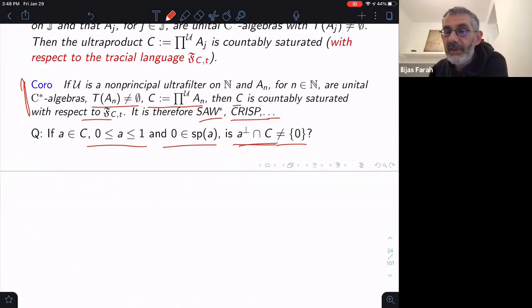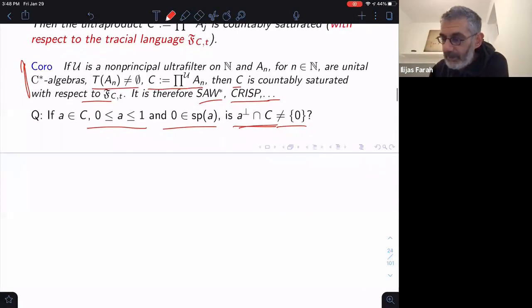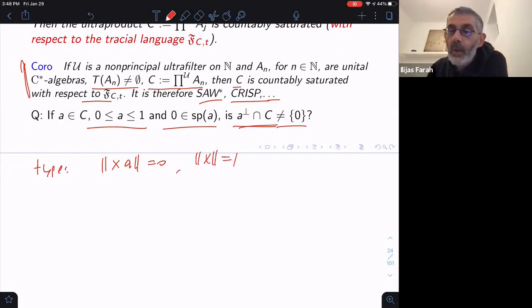Remember what the type was that witnessed that the answer was yes for degree 1 saturated C*-algebras, degree 1 saturated in the norm. The type was rather simple. It was just saying that the norm of xa is equal to 0. And the other condition was just saying that the norm of x is equal to 1, where 1 is a randomly chosen number greater than 0, right? It's as good as anything.